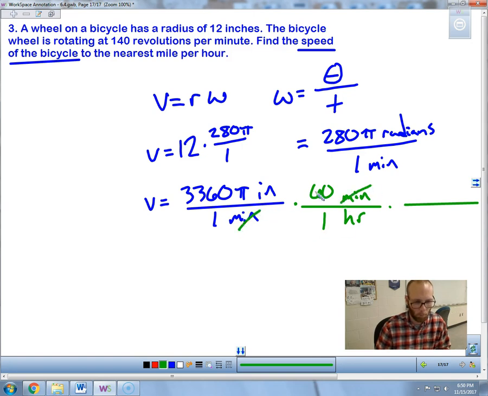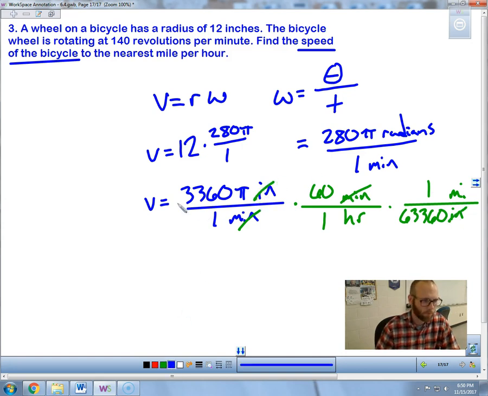Boom. Now let's change inches into miles. I need inches to cancel. I need to have miles. What do I know about inches and miles? Well, 1 mile is how many inches? Well, 1 mile is 5,280 feet. 1 foot is 12 inches. I'm going to take 5,280 times 12. 63360 inches.